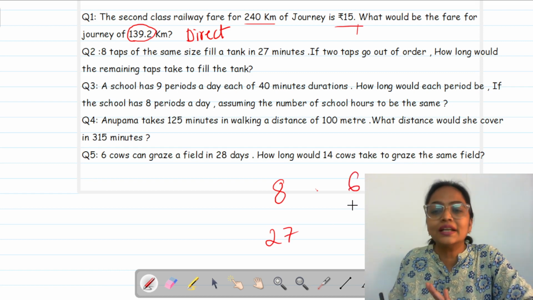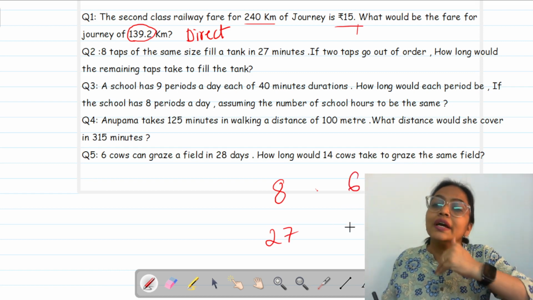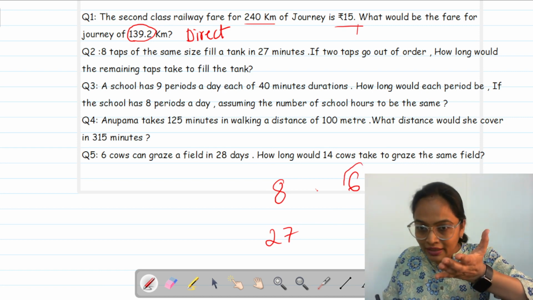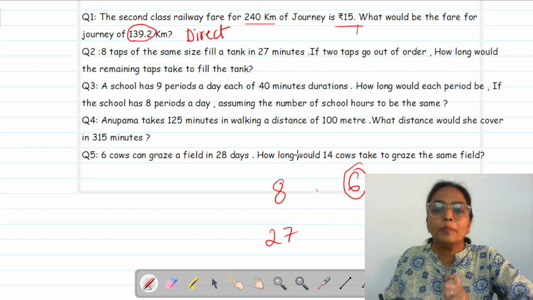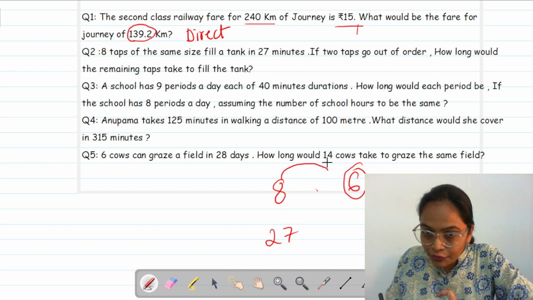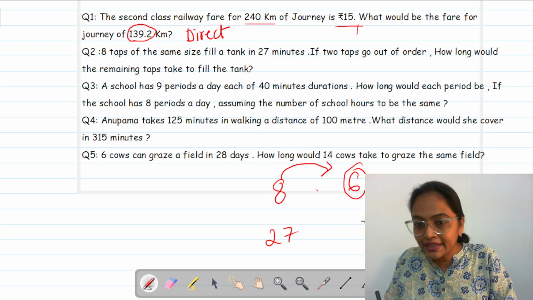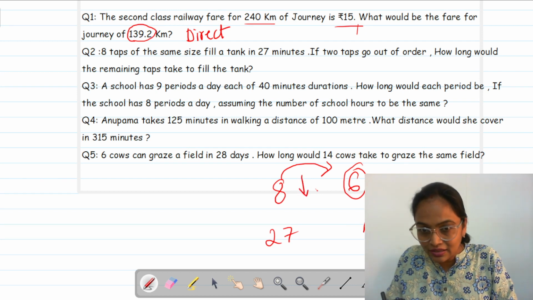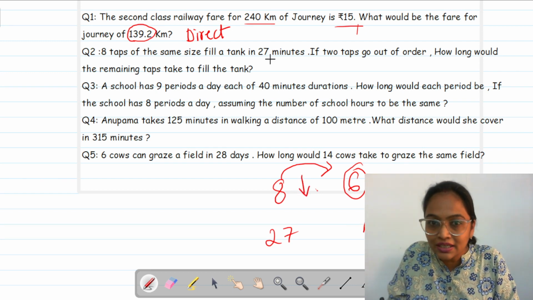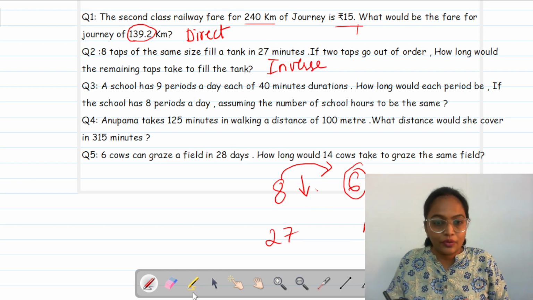Now definitely the time taken would increase, right? Because there are now only 6 taps to work. So see, the number of taps is decreasing and the time taken would increase, right? This will decrease and this will increase. So this is the case of inverse variation. Understood? Next one.